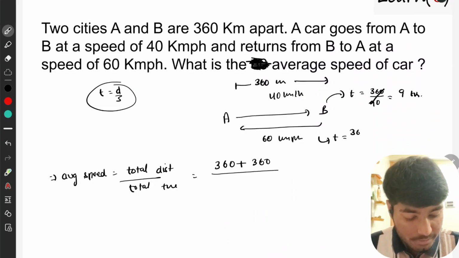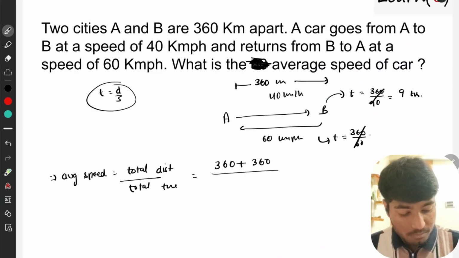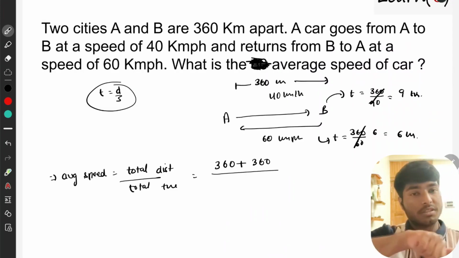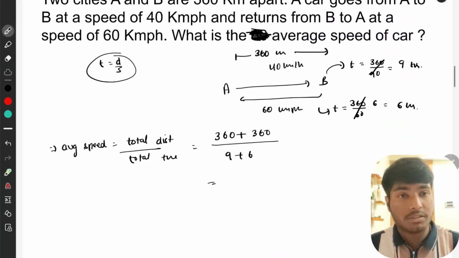How much time is it taking to return back? What is the distance, guys? 360. What is the speed? The speed to return is 60. That means it is taking 9 hours to go and 6 hours to return back. So what is the total time? The total time is 9 plus 6, that is equal to 15.